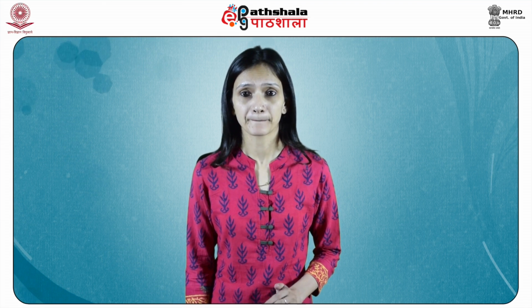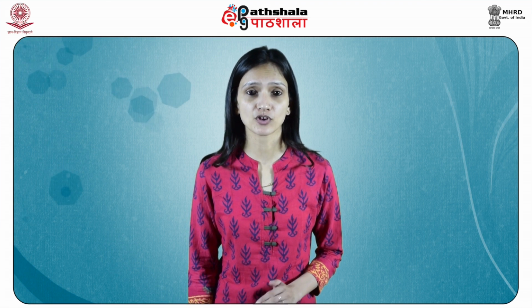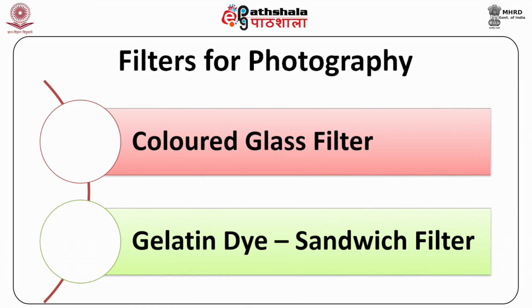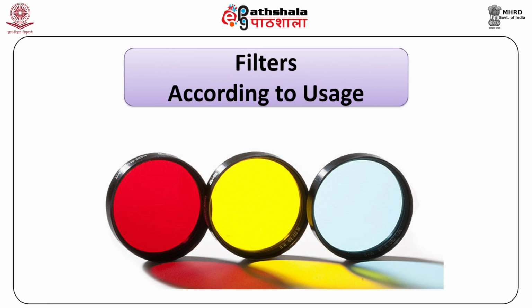A filter is a device of glass or other material interposed between the scene being photographed and the film, for the purpose of deducting or eliminating certain colors, generally those to which the film is most sensitive. It is also called a color filter or optical filter. Generally, two types of filters are available. First is the colored glass filter and second is the gelatin dye sandwich filter. There are 5 main types of filters as per their usage.